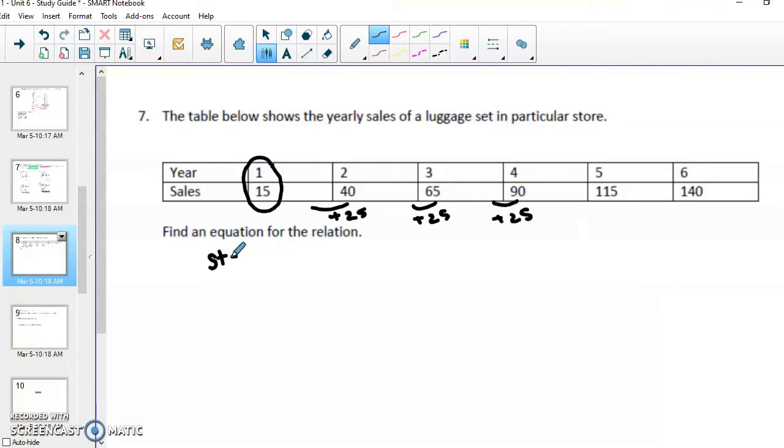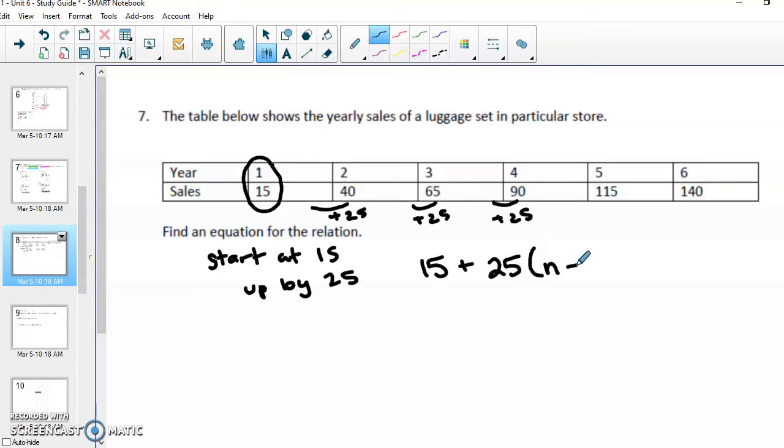So remember, start at 15, up by 25. And how many 25s did we add? Well, it's one less than this number. So our equation is 15 plus 25 times n minus 1.